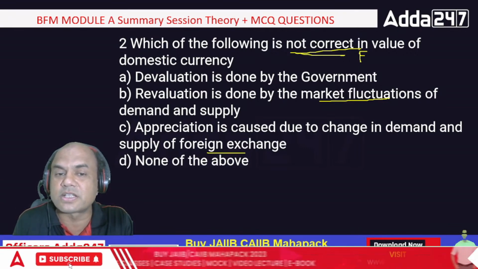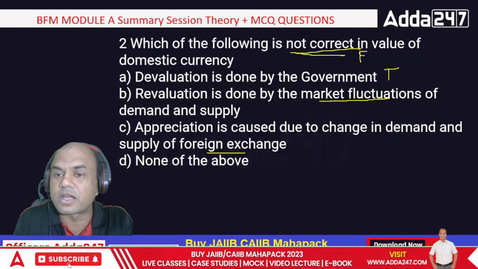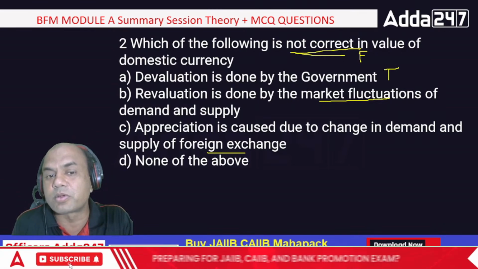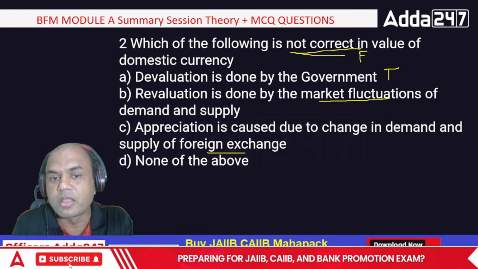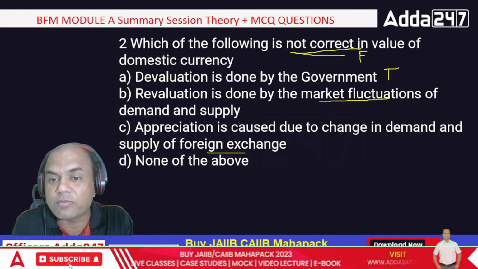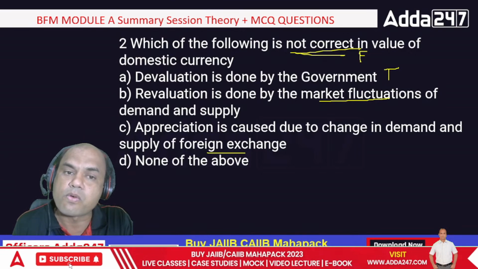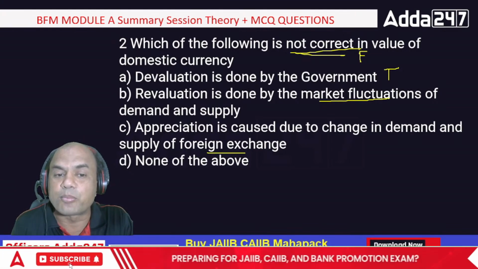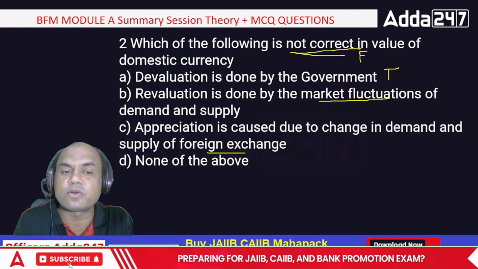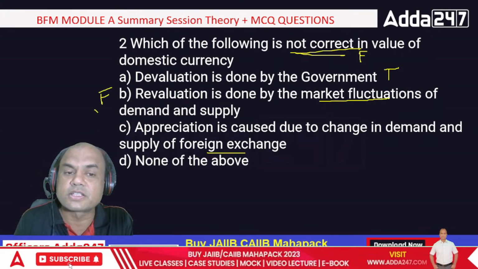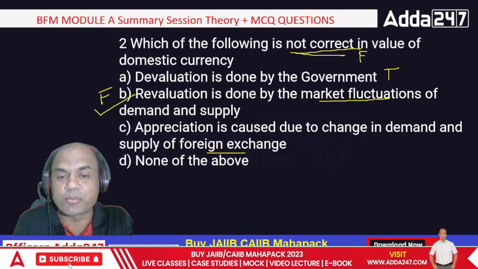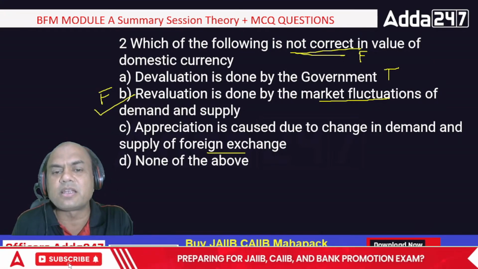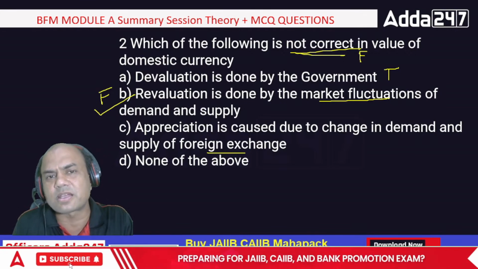See, devaluation is done by the government. True. What did I tell you? Two words. Revaluation and devaluation are done by the government. But what is said in B? Revaluation is done by the market fluctuations. No. Market fluctuations don't do revaluation. They do appreciation and depreciation. So this is false. So this is my answer. Appreciation is done by the change in demand and supply, market forces. Similarly, depreciation is done by the change in market forces.